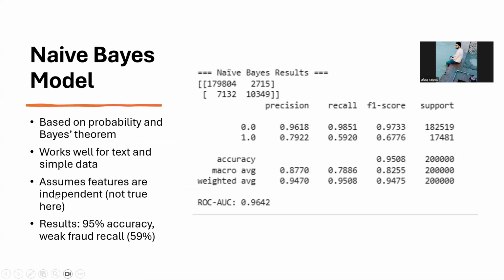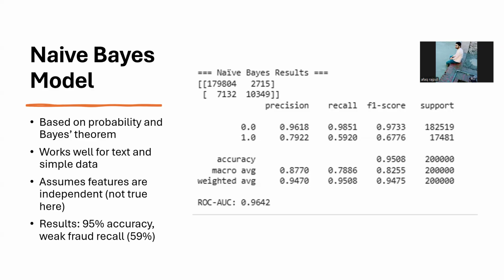And the next slide is about the Naive Bayes model. In this slide, as shown, we're talking about the model based on probability and Bayes theorem. Works well for text and simple data, assumes features are independent, and results in 95% accuracy, weak fraud recall of almost 59%. Visuals: Bayes theorem formula and probability diagram. Our third model was Naive Bayes.